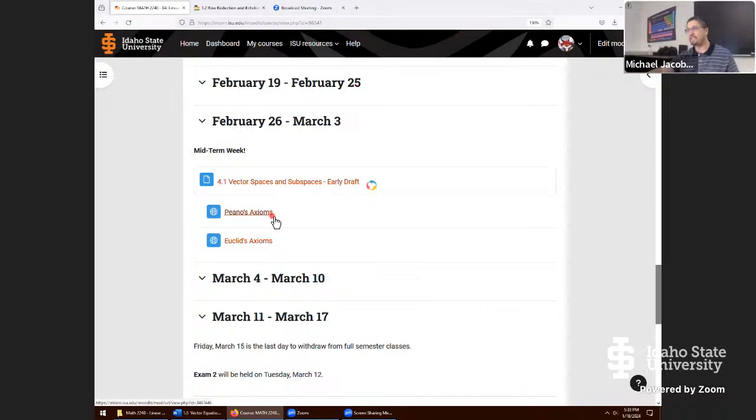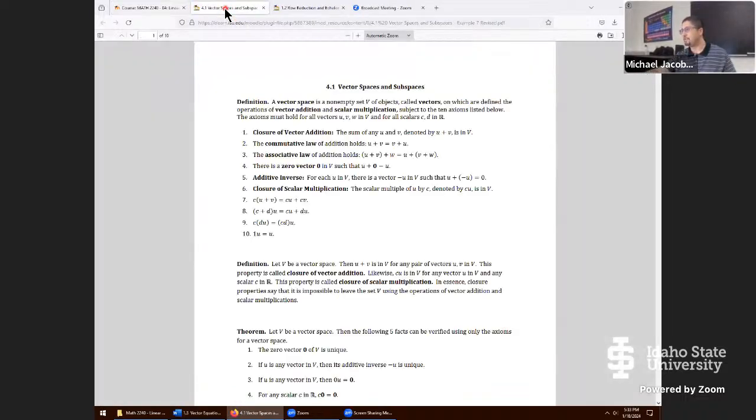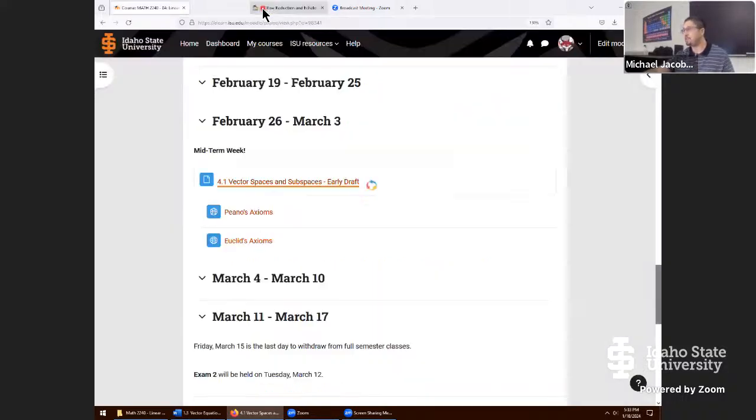I also put some optional reading down here, reading about Peano's axioms. These are the axioms of how the ordinary non-negative integers work. Euclid's axioms are the axioms of how plane geometry should work. And you open up section 4.1, these are the axioms of a vector space. So this is pretty much what a lot of modern mathematics looks like. We develop a system, give it axioms like these, and just see what can happen with the axioms.